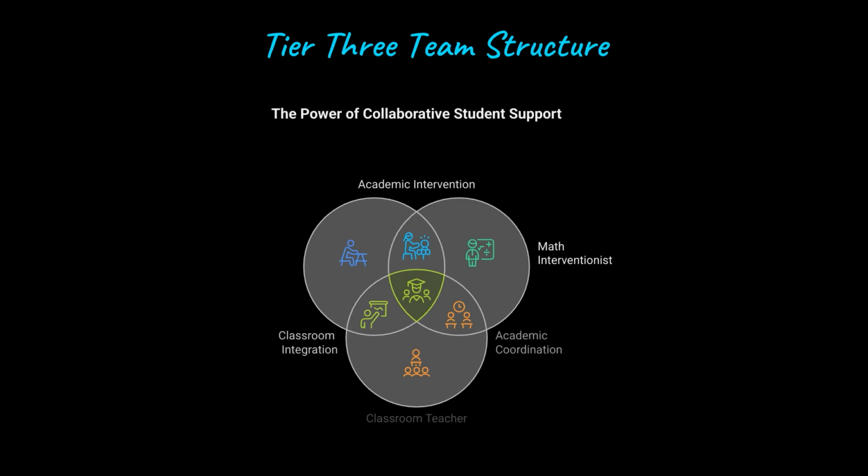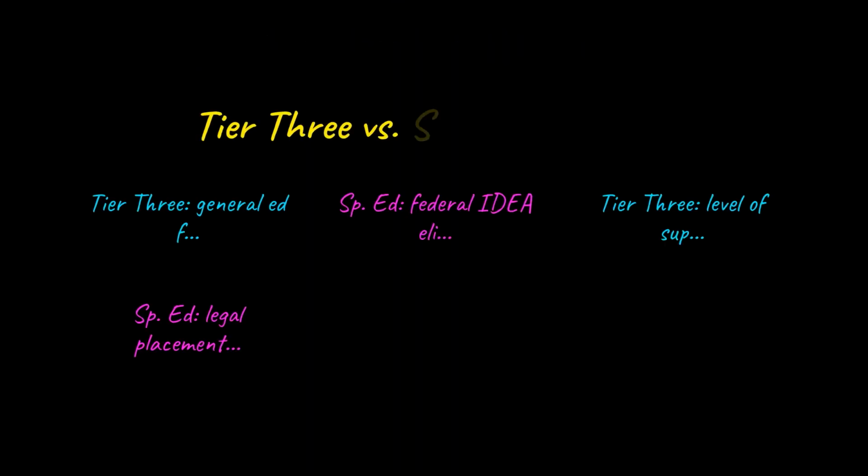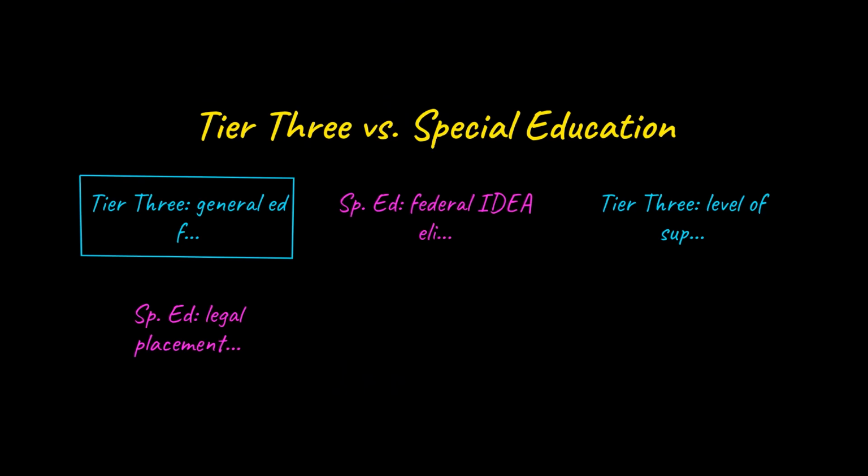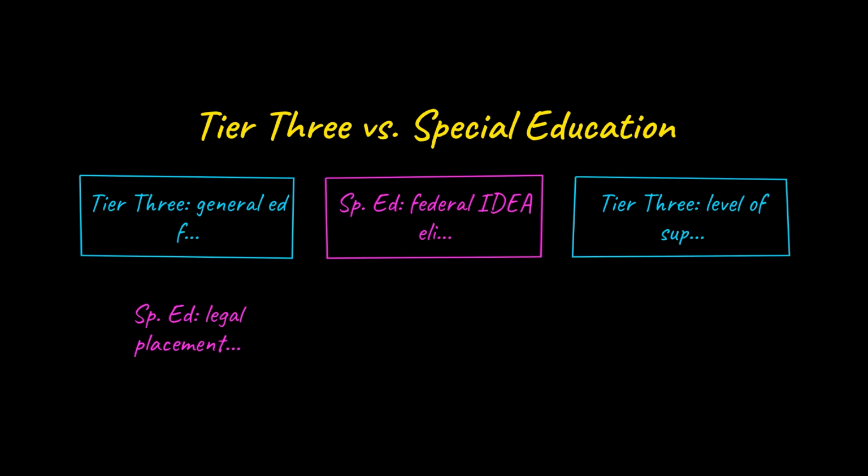Tier 3 is a team effort. The interventionist, classroom teacher, school counselor, and family all coordinate around one shared individualized plan. Each member plays a distinct role in the student's progress. A critical distinction: Tier 3 is a level of support within general education, while special education is a legal placement governed by federal IDEA eligibility criteria. Intensity of instruction alone does not establish eligibility for special education.